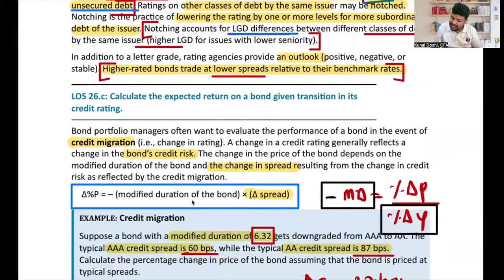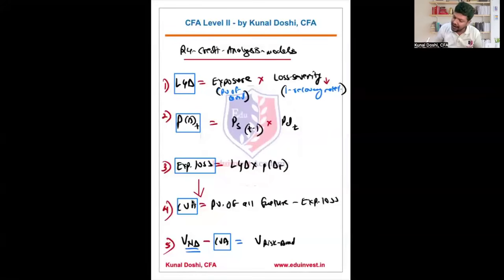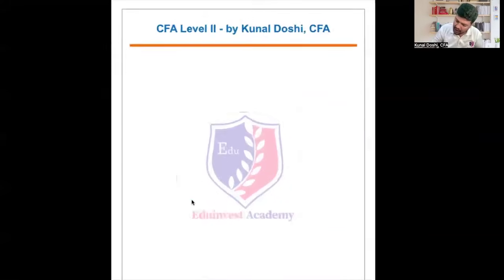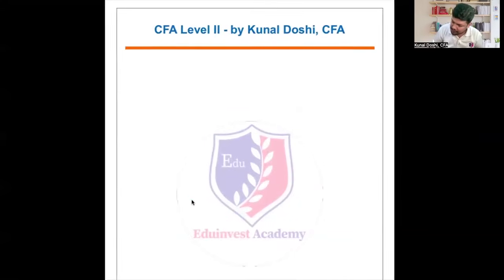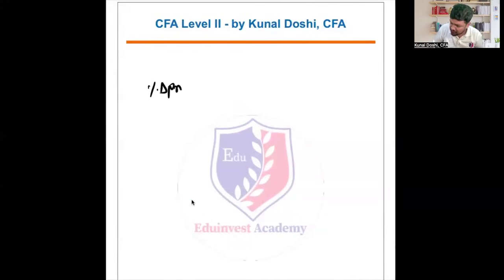Credit migration is a situation where there is a change in the credit rating. Okay. So whenever I want to find the percentage change in the price of the bond, we look at duration and we look at the change in the yield or change in the yield curve, change in the YTM or change in the spread. Doesn't matter. So if I want to find the change in the price of the bond, I will write down here percentage change in the price of the bond.